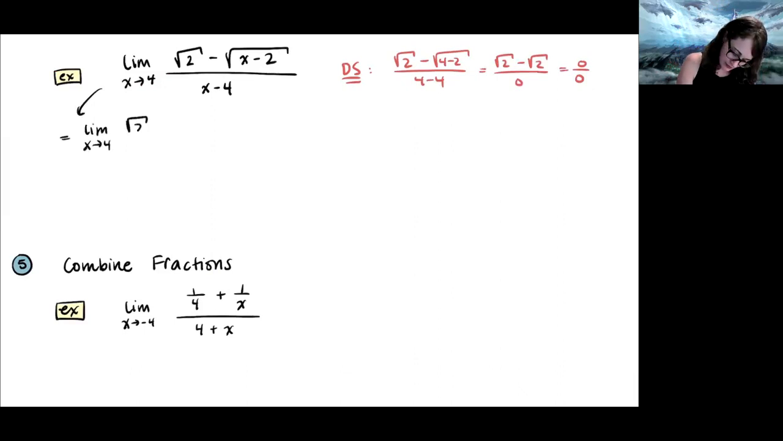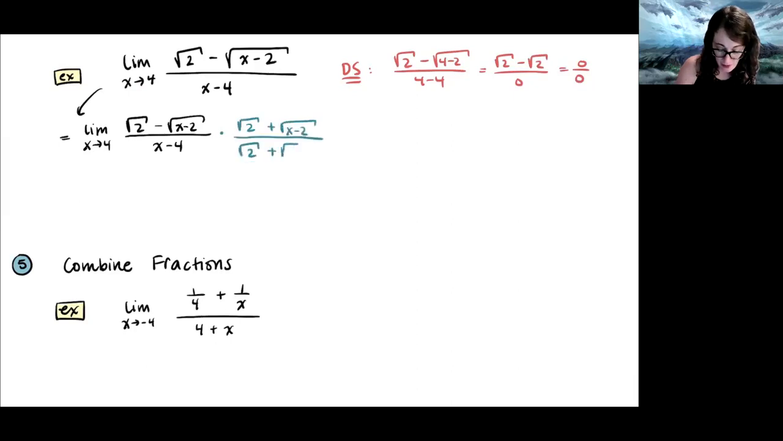I know it's a little tedious to write, but that's okay. Let's rewrite this again, and then multiply by the conjugate. So that'll be times the square root of 2 plus the square root of x minus 2 over the square root of 2 plus the square root of x minus 2. Let's just stick a bunch of parentheses around everything that has more than one term. All right, so what have we got here?